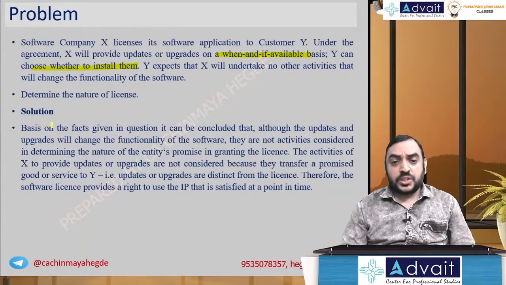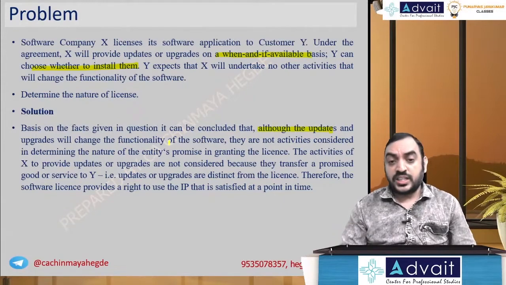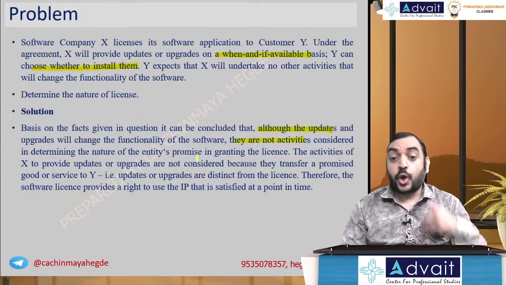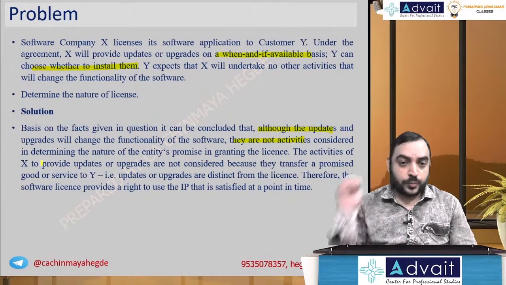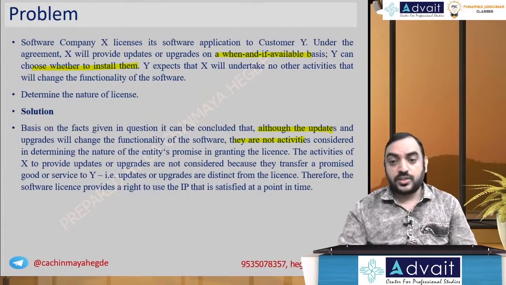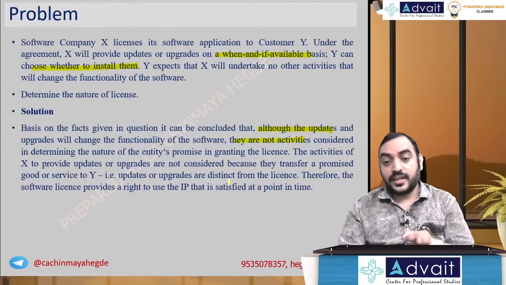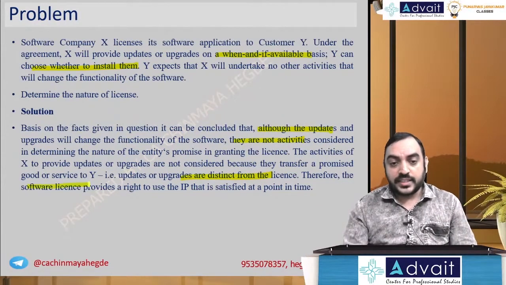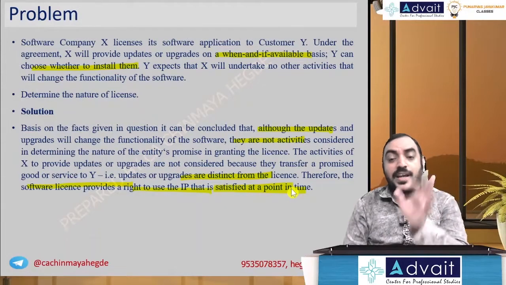So, based on the facts given in the question, it can be concluded that although updates and upgrades will change the functionality of the software, they are not activities considered in determining the nature of the entity's promise in granting the license. It means it can be used independently. Activities of X Limited to provide updates or upgrades are not considered because they are transfers of promised goods, that is updates or upgrades, that are distinct from the license. So that is separate, this is separate. Therefore, the software license, the right to use IP, is satisfied at a point in time, which means for the licensed software, revenue can be recognized immediately.